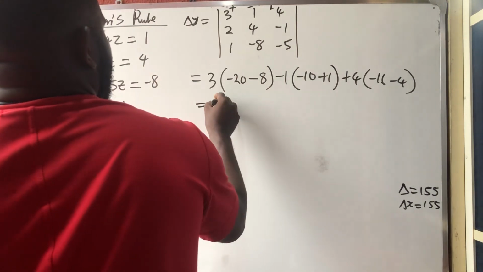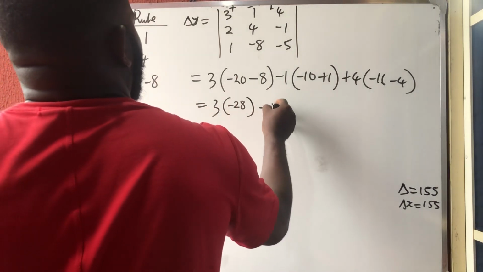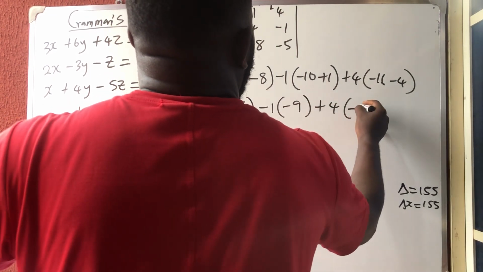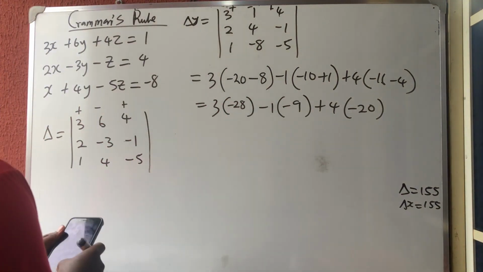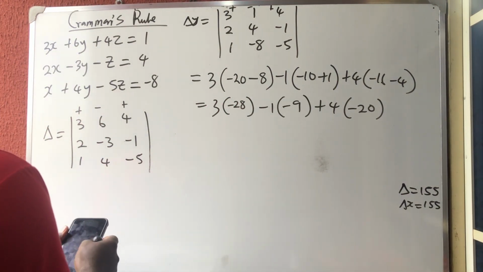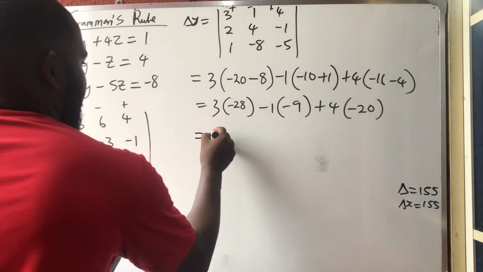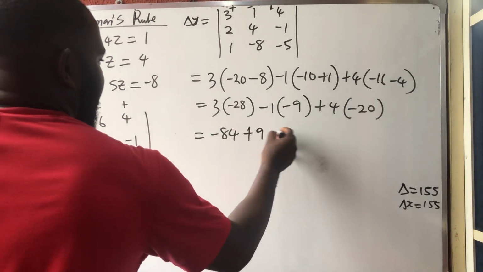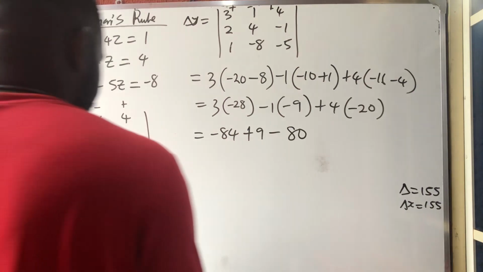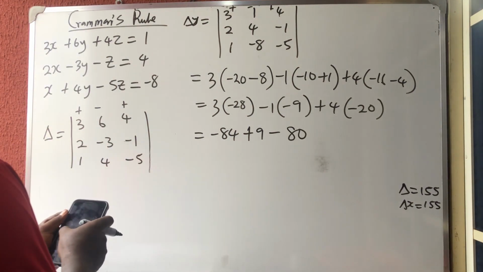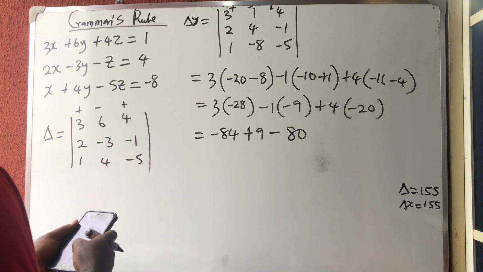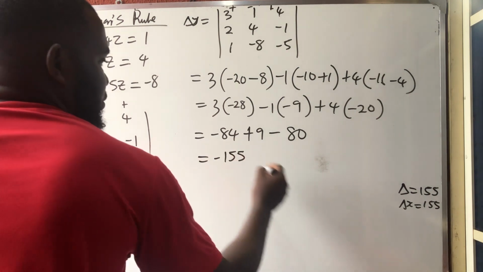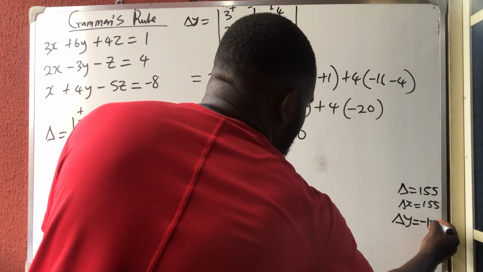Okay, so what do I have now? 3 in bracket of minus 28, minus 1 in bracket of minus 9, plus 4 in bracket of minus 20. So what do we have? We are having that 3 times 28. I'm having minus 84 plus 9, then minus 80. 84 plus 9, then minus 80. I'm having minus 155. So change in y is minus 155.